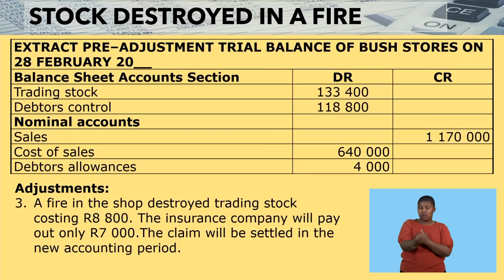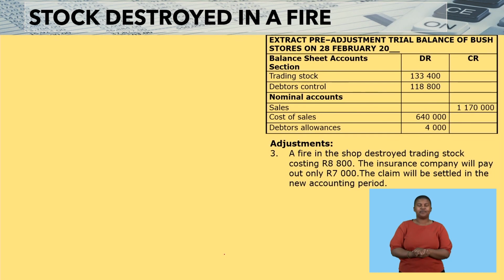Let us see if we have another adjustment. When stock is destroyed in a fire, that must be recorded as well. So we have adjustment number 3, and it reads, a fire in the shop destroyed trading stock costing 8,800. The insurance company will pay only 7,000. The claim will be settled in the new accounting period. All right, let us see how we can record this.